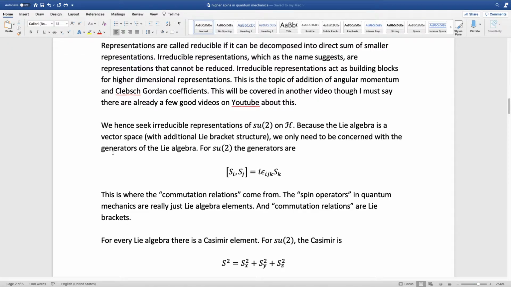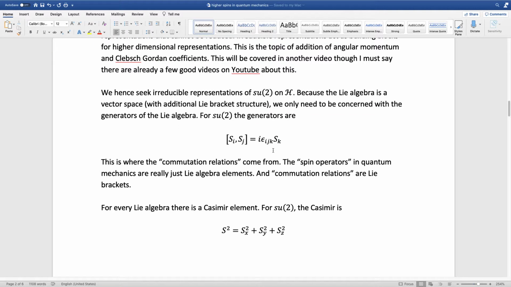So the generators, once again, are the basis vectors of this vector space. Because by linearity, once you know how the basis vectors behave, since the representation is linear, you can find the representation of any general vector because it's just a sum of basis vectors.